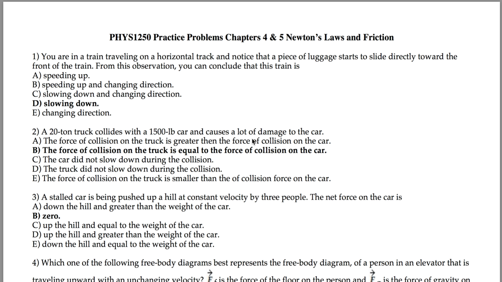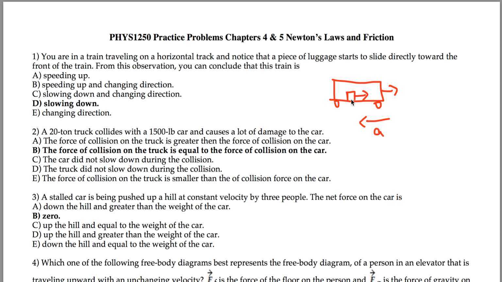Number 1, this one is very similar to the your turn problem that we did, where we're traveling in a bus and we tend to lean forward if the bus suddenly stops or slows down. So same idea here. If you have a train and you have a piece of luggage that's in the train, well, initially they're both moving, let's say to the right. So then if the train suddenly slows down, then that means it has an acceleration this way.